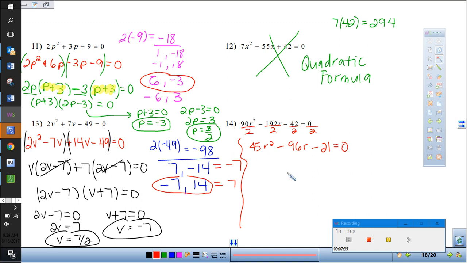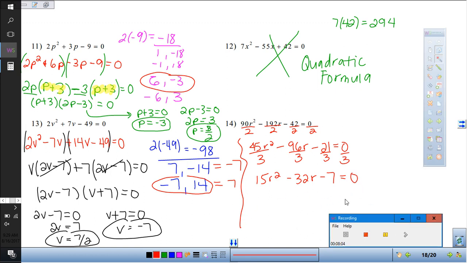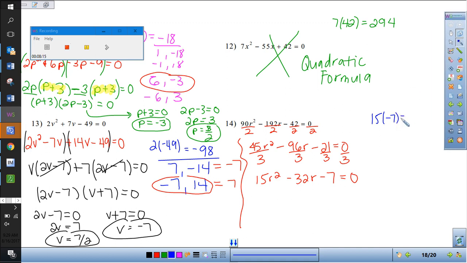I actually recognize these all as being divisible by 3. So 3 goes in there 15 times. 3 goes in there 32 times. 3 goes in there 7 times, equal to 0. We're done getting rid of any common factors. So now I want to see what multiplies to be 15 times negative 7, and then will add to be negative 32. So 15 times negative 7.